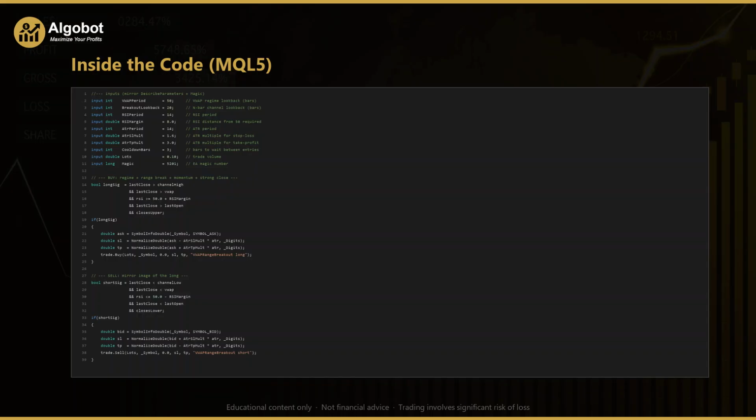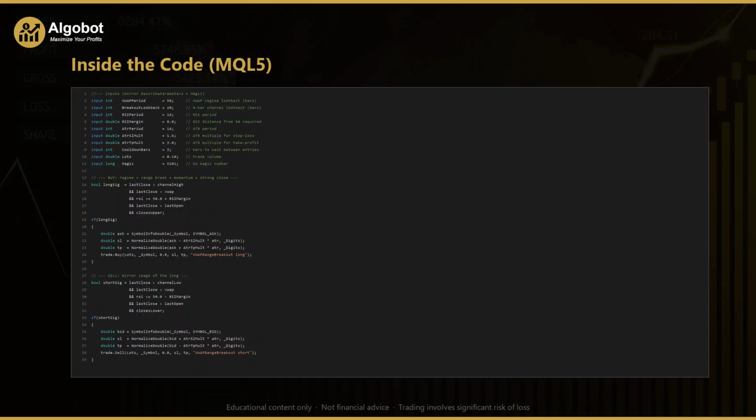Short sig is true when last close is below channel low, below VWAP. The RSI is at or below 50 minus the margin. The candle is bearish, and closes lower confirms a strong close near the low. The stop loss sits above entry at the bid plus AtrSlMult times ATR. The take profit below at the bid minus AtrTpMult times ATR, and trade.sell sends the order.